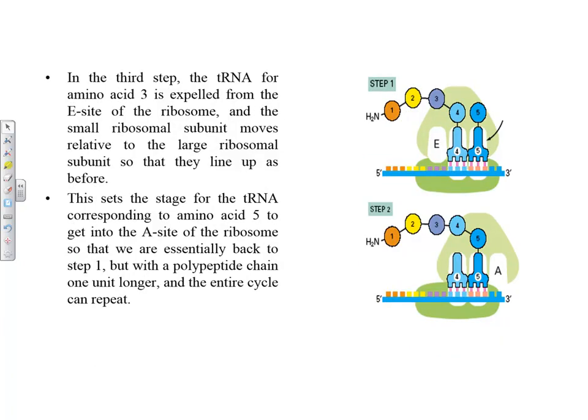So in the third step, the tRNA for amino acid 3 is expelled from the E site of the ribosome, and the small ribosomal subunit moves relative to the large ribosomal subunit so that they line up as before, right? And this sets the stage for the tRNA corresponding to amino acid number 5 to get into the A site of the ribosome, so that we are essentially back to step 1. But now we have a polypeptide chain that is 1 unit longer, and the process continues. All right, any questions so far?